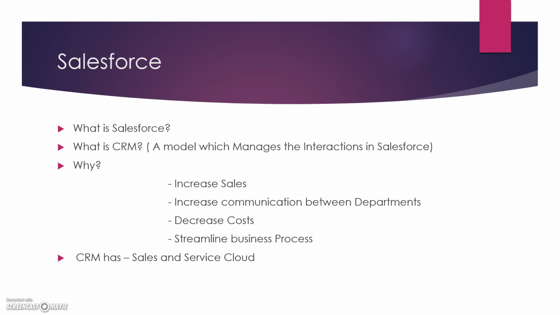And we use CRM because it helps an organization in many ways. It helps in increasing sales and increasing communication between departments. For example, if the marketing team is capturing a lead and the sales team is selling it, it helps in an easy flow of communication and maintaining a good relationship between both. It also helps in decreasing operational costs and streamlining business processes by automating some of the things.